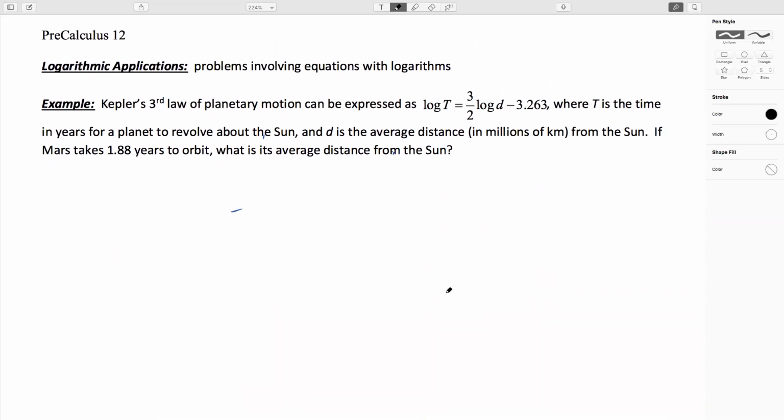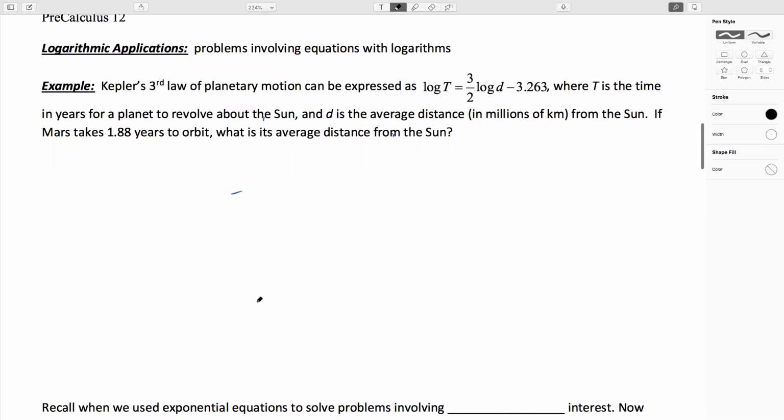Kepler's third law of planetary motion can be expressed as log t equals 3/2 log d minus 3.263, where t is the time in years for a planet to revolve around the sun, and d is the average distance in millions of kilometers from the sun. If Mars takes 1.88 years to orbit, what is its average distance from the sun?